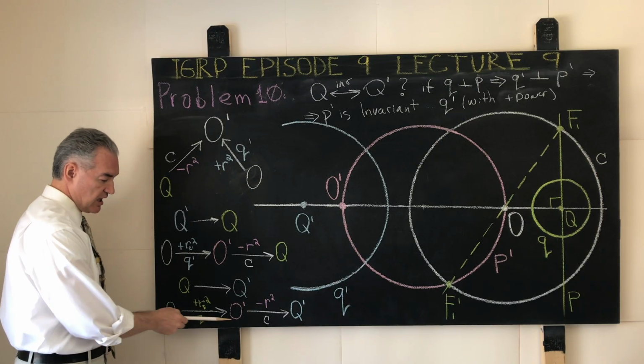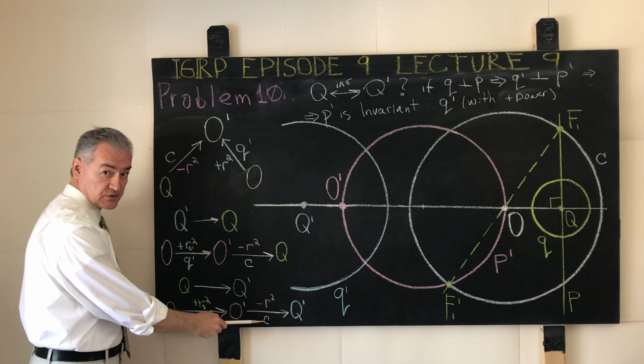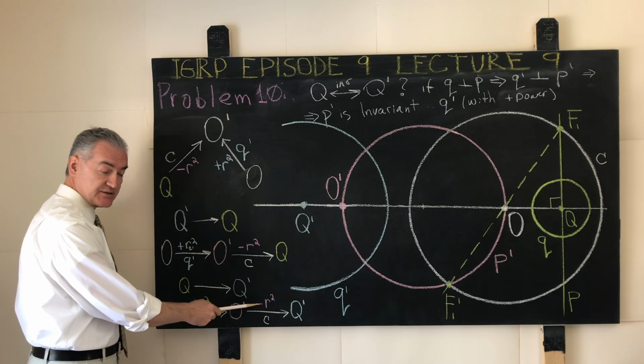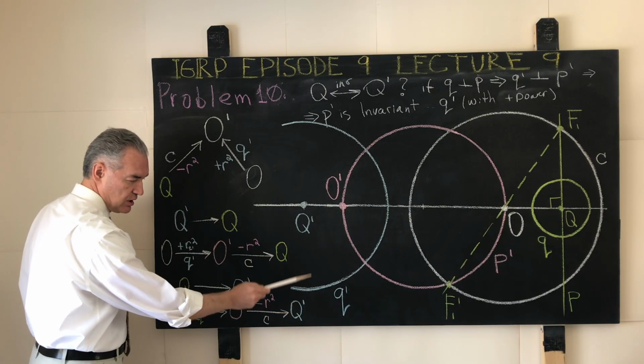We're consistent. And then once we obtain the point O prime, we reflect it in the circle C, the given, original circle of inversion, if you will, but this time with negative power, necessarily with negative power, and we obtain the point Q prime.